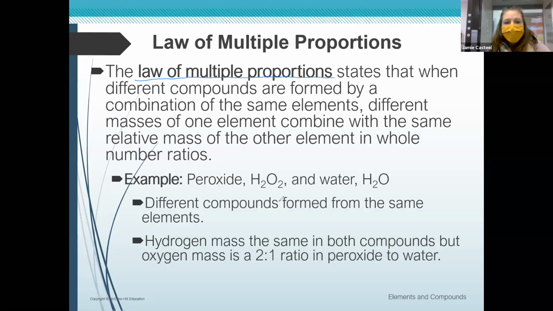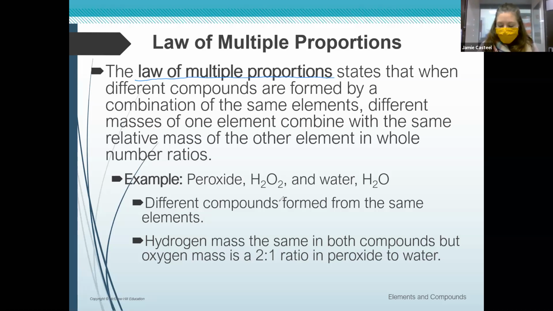So we've got 2 different compounds here with hydrogen and oxygen. One is hydrogen peroxide, H2O2, and one is water. What's the difference in those? H2O2 versus water, H2O. Peroxide has the 2 oxygens in it, so that changes that ratio from 2 to 1 to 1 to 1, right? 2 to 2 is the same as 1 to 1.